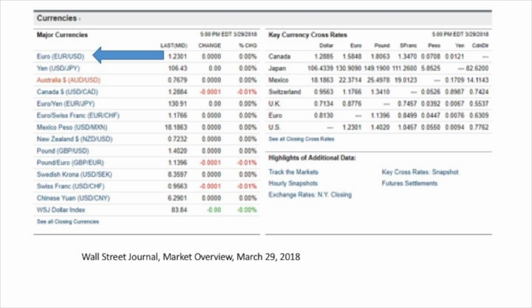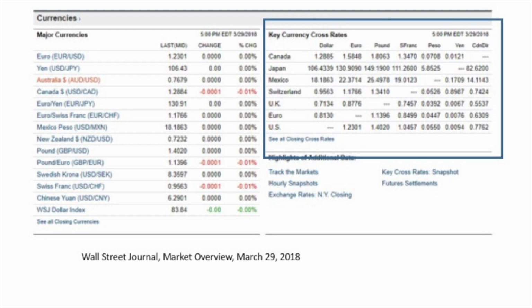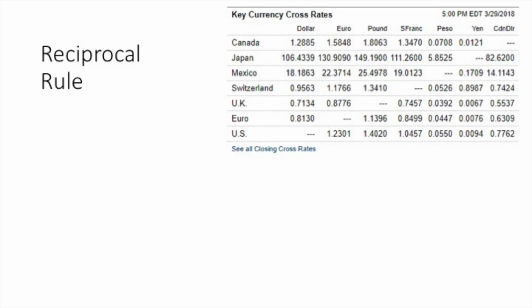I'm going to now focus on the key currency cross rate box that you see on the right hand side of your screen. I've now highlighted that. We're going to take that box and isolate it and talk about some of the relationships between those currency cross rates. Here is that cross rate box isolated, and I'm going to talk about two rules.